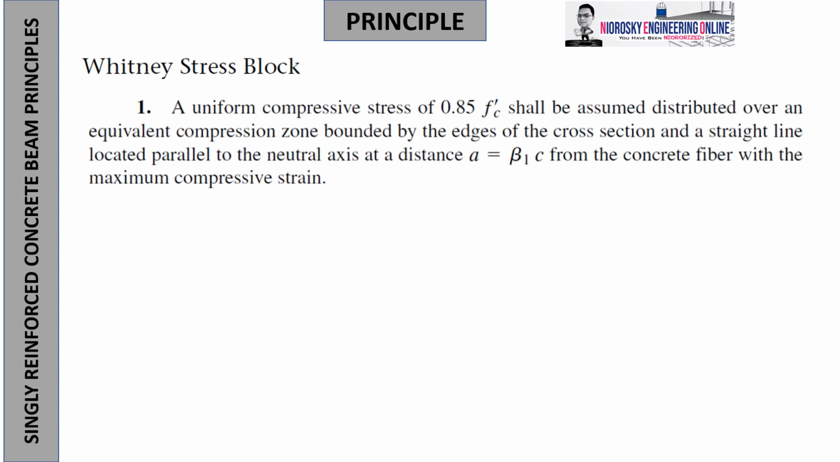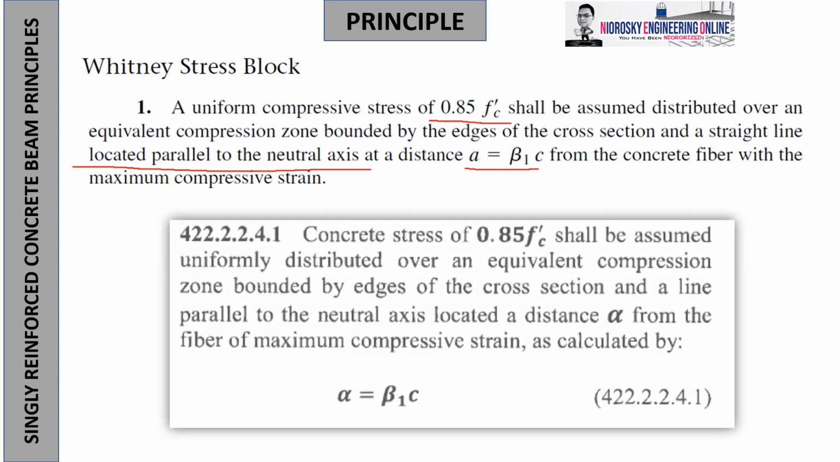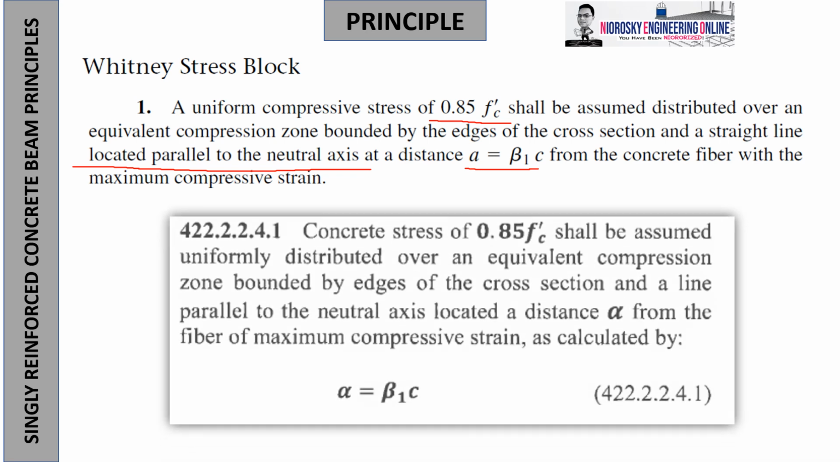Now, for us to understand Whitney stress block, here are the following points to consider. Number 1, a uniform compression stress of 0.85 f'c shall be assumed distributed over an equivalent compression zone bounded by the edges of the cross-section and the straight line located parallel to the neutral axis at a distance of a that is equal to beta 1 c from the concrete fiber with the maximum compressive strain. Na-explain ko nito kanina lang, ano? Saan ba makikita sa code yan? Under 422.2.4.1.